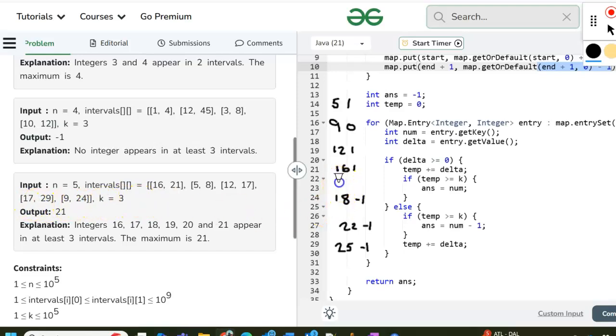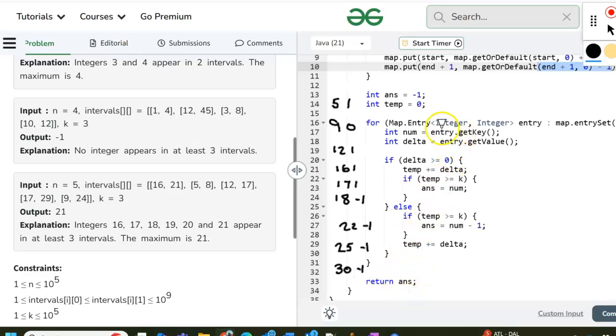So 17 is the start of an interval. Jammed those a little bit close together. And then 29 is the end of the interval. So what we'll put down here is one past the end of the interval, which is 30. We'll put it at -1.